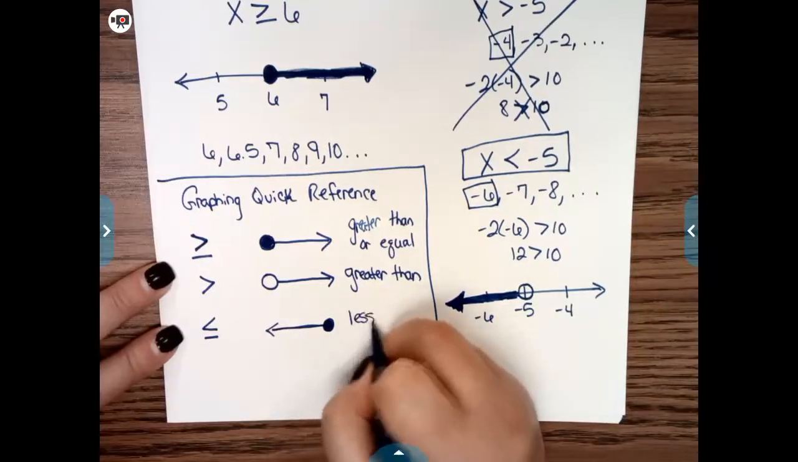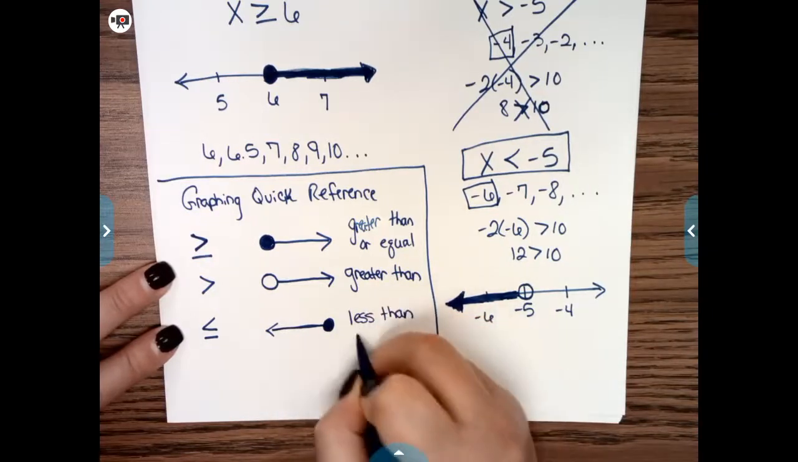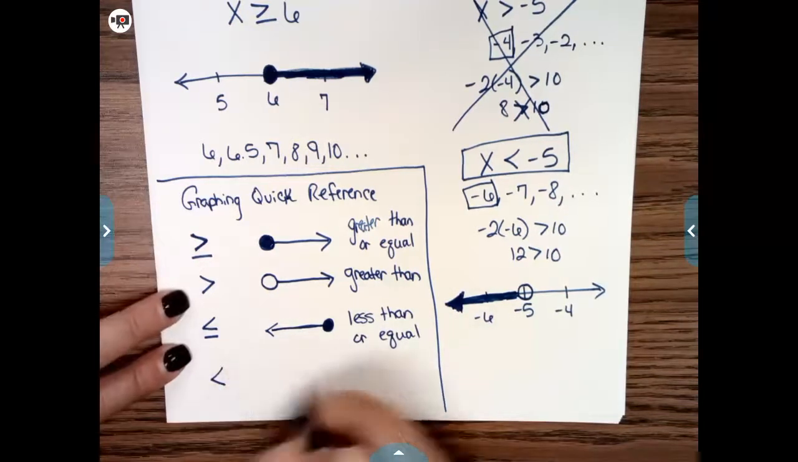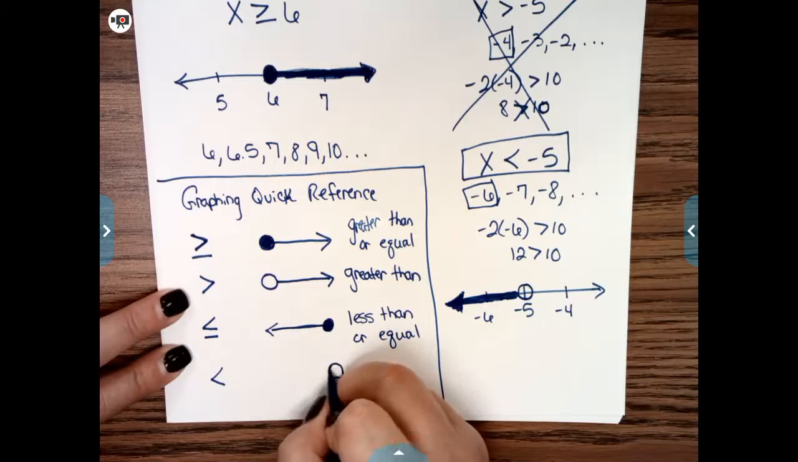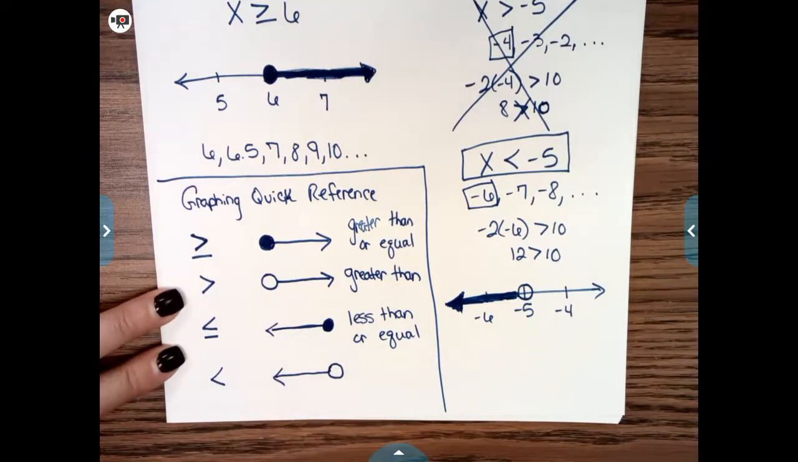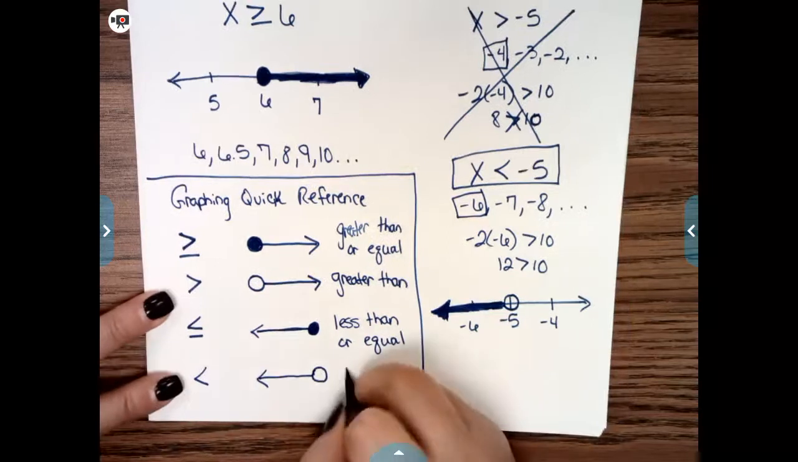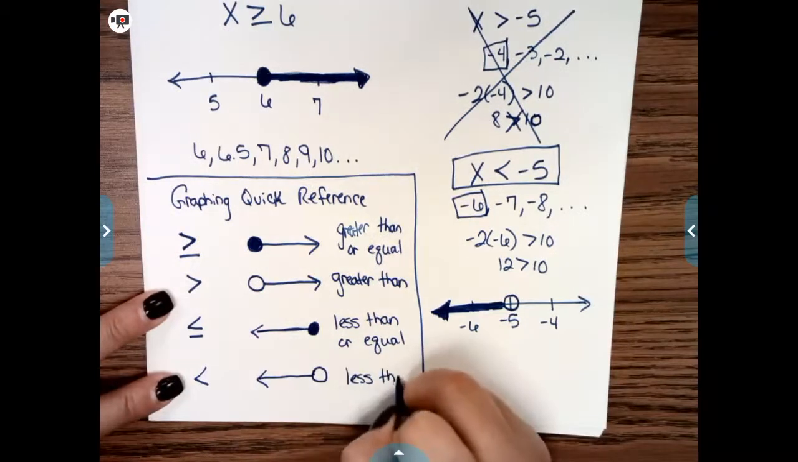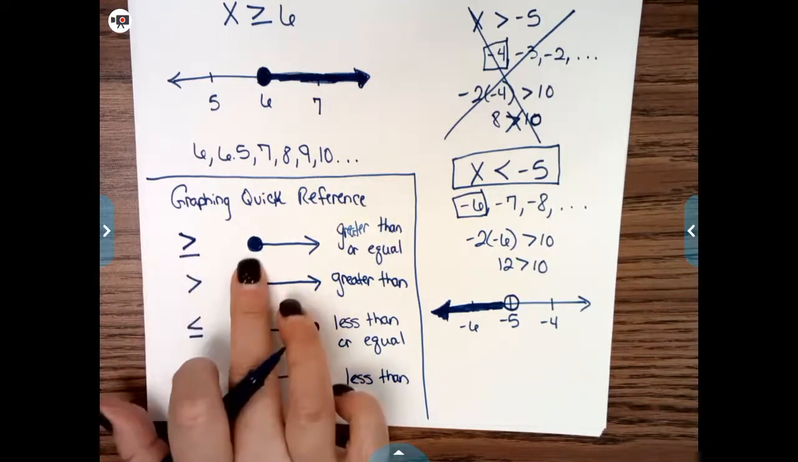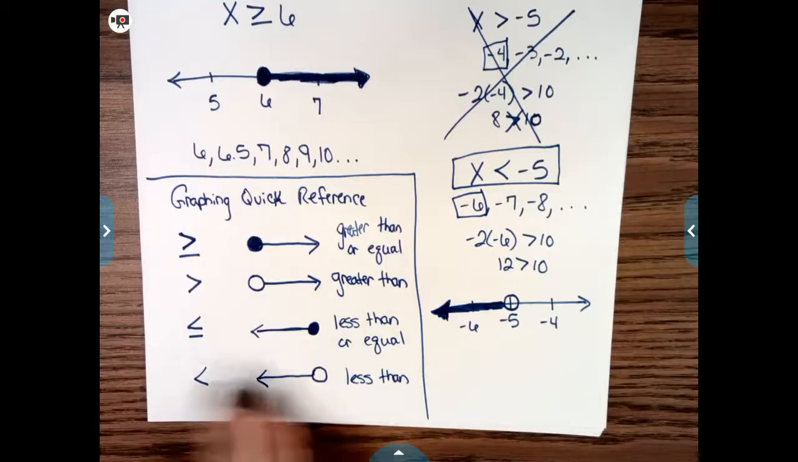So this one is the less than or equal. And then last, just less than. That means no equal, the solution is not included, but it's everything less than. So now that's just the less than. So this is a graphing quick reference where you can just go look real quick and check, oh, I have a greater than or equal, so I need a closed circle to the right. And you can just check real quickly.